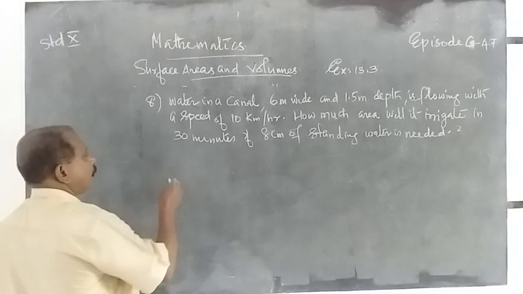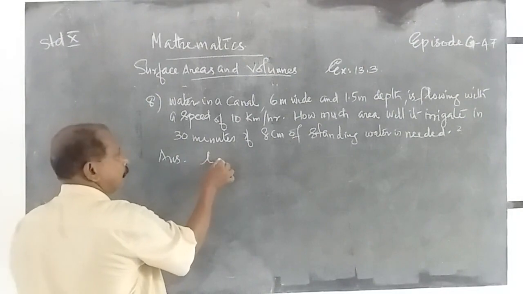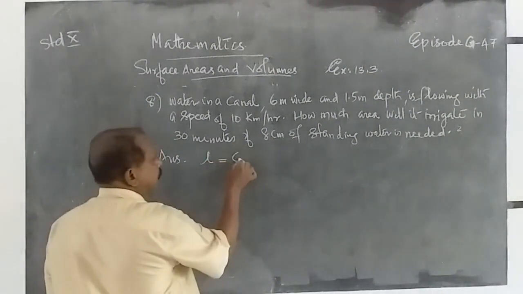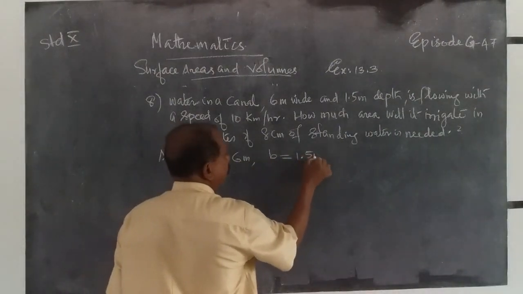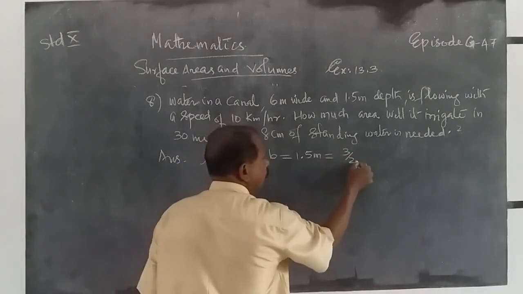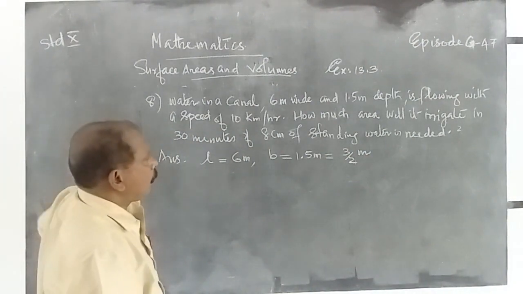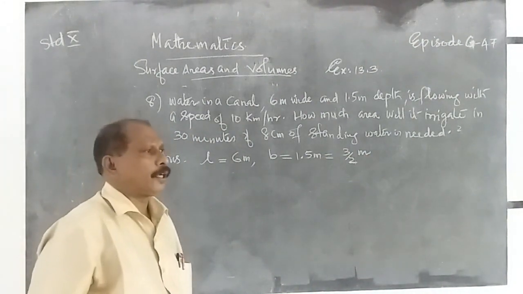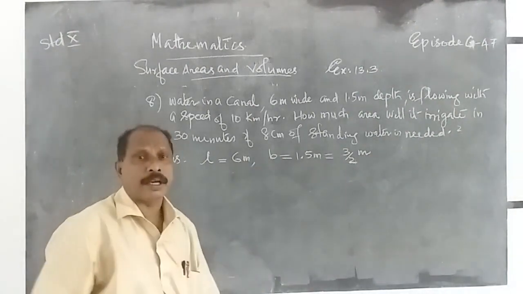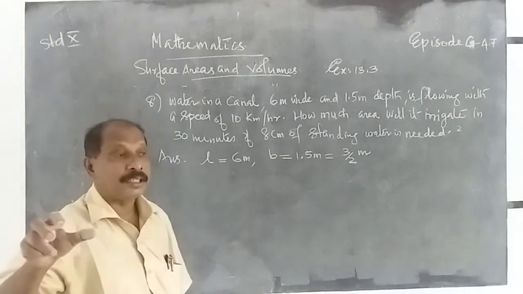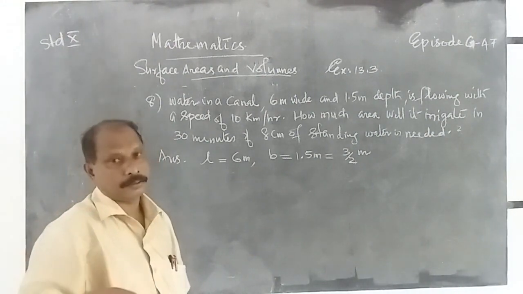Then canal, answer is: length is equal to 6 meter. Width is equal to 1.5 meter, 1.5 is 3 by 2 meter. Then we can find out the volume of one of these. Volume is length into width into height. But length and width are given, we can find out the height. That means it is the distance traveled by that water.